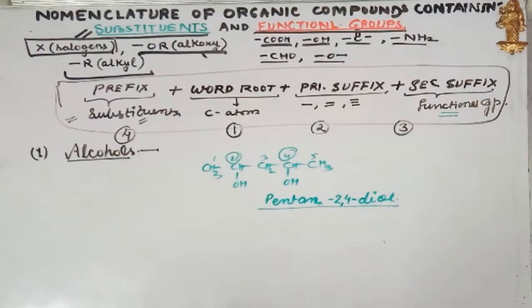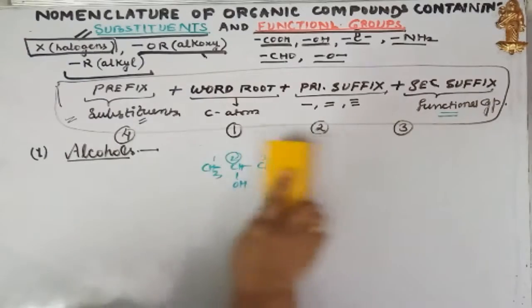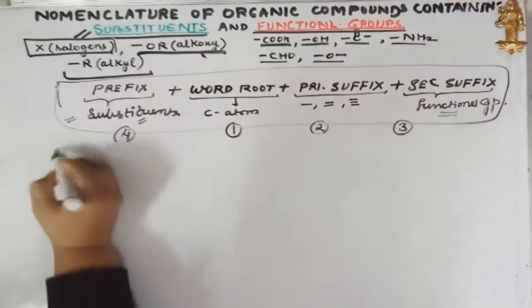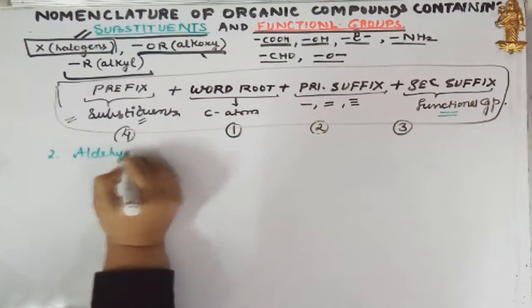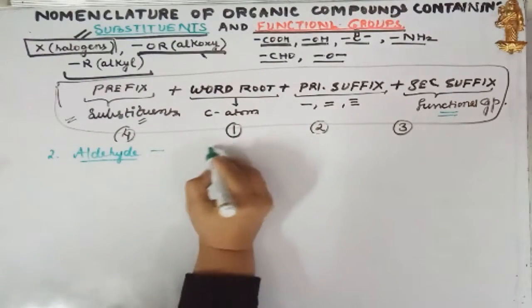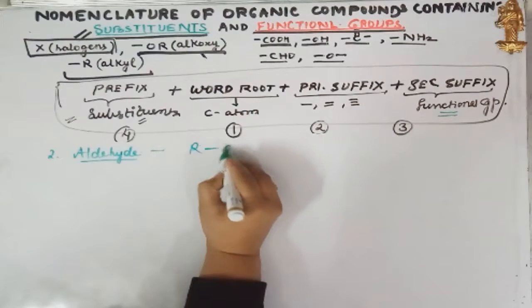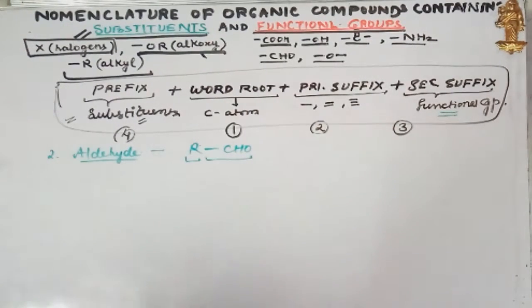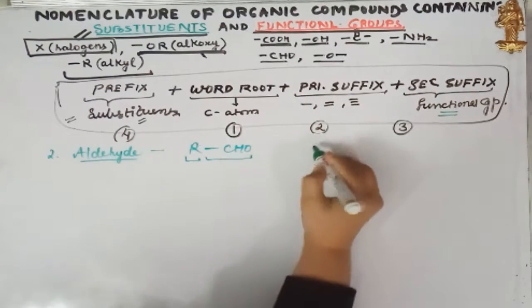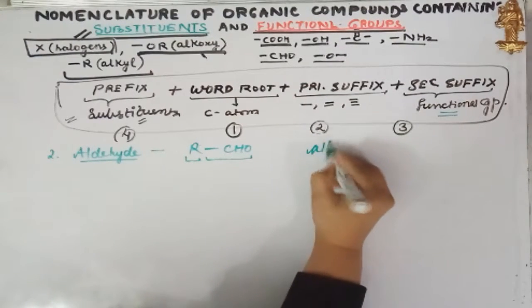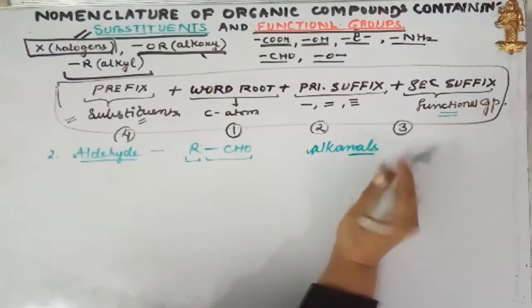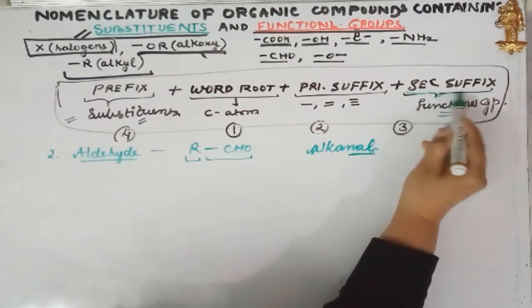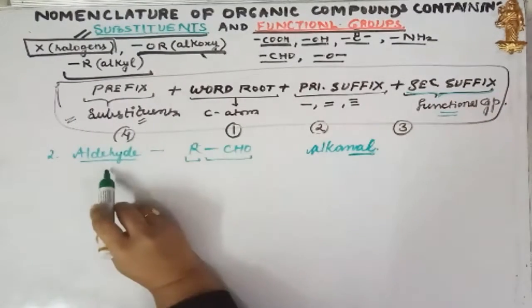Now let us take another example, and that is another kind of functional group, the aldehyde. Aldehydes are indicated by the general formula RCHO. This is the aldehyde group attached to the R group. Aldehydes are generally named as alkanals. It means "al" is the suffix used for the presence of the aldehyde group.